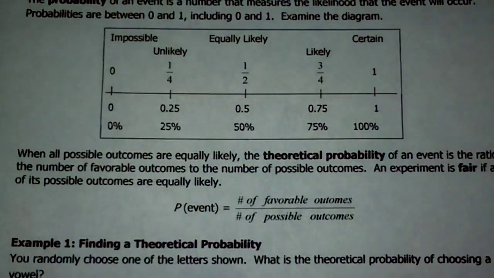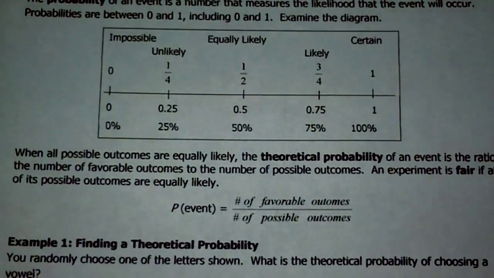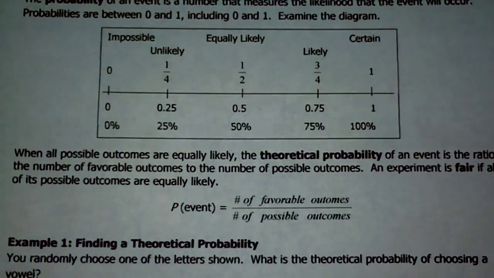The theoretical probability of an event is the ratio of the number of favorable outcomes to the number of possible outcomes. An experiment is fair if all of its possible outcomes are equally likely. So when I say equally likely, think of if you flip a coin, you don't have a better shot at getting heads than you do tails, right? You have a 50-50 chance. That's what I mean by fair.